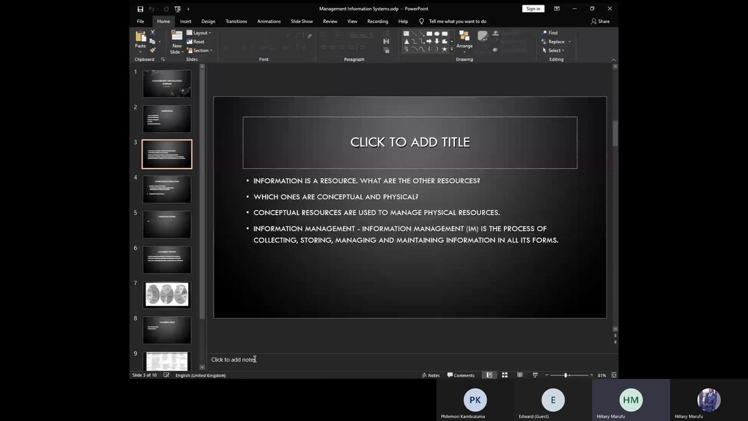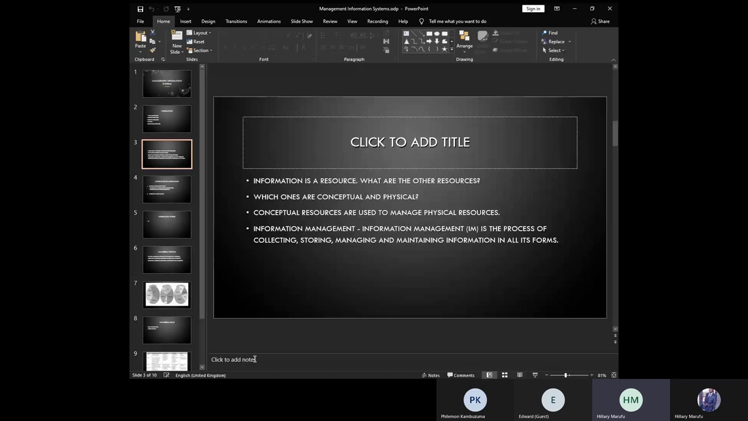So it is a way of managing a resource. The definition of information management is the process of collecting, storing, managing, and maintaining information in all its forms. Basically, what we're trying to do is manage, store, collect, and maintain information. That is the whole business of management information systems and information management.